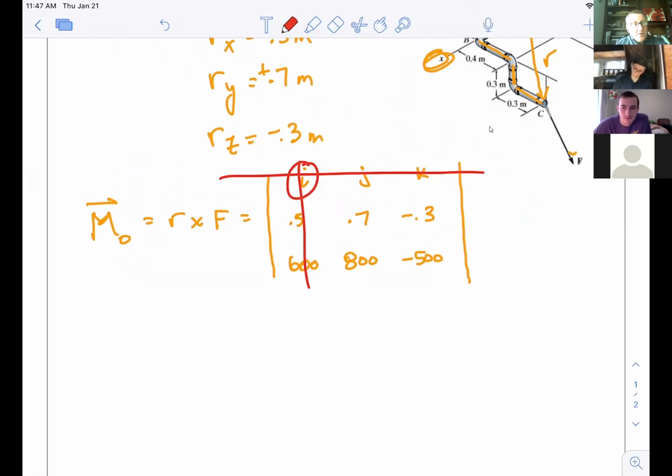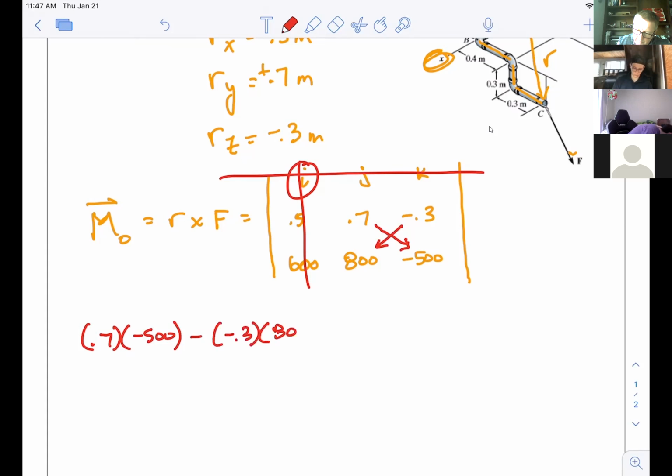And then you do the same determinant I just showed you a minute ago, which is that the remaining matrix is a 2 by 2. And so you take this times this, 0.7 times negative 500. You always subtract. And then this times this, which is negative 0.3 times 800. And all together, that's your X coordinate. That's how much rotation there is around the X axis. That's how badly this force is trying to get this pipe to rotate around the X axis.